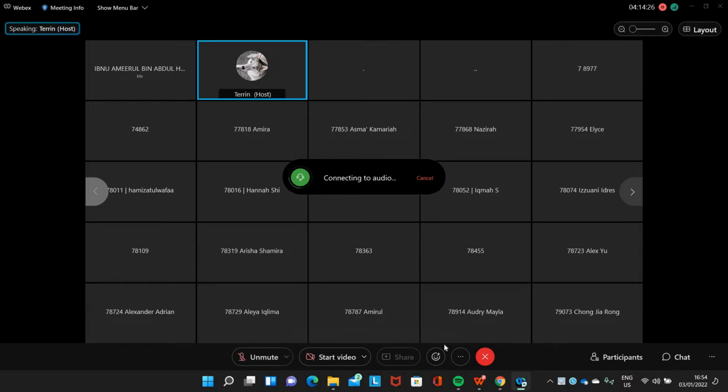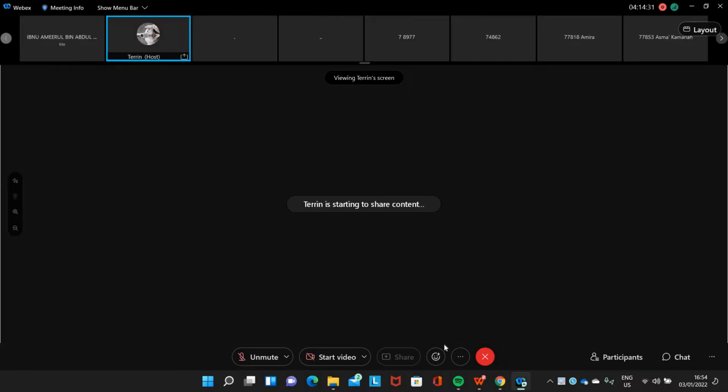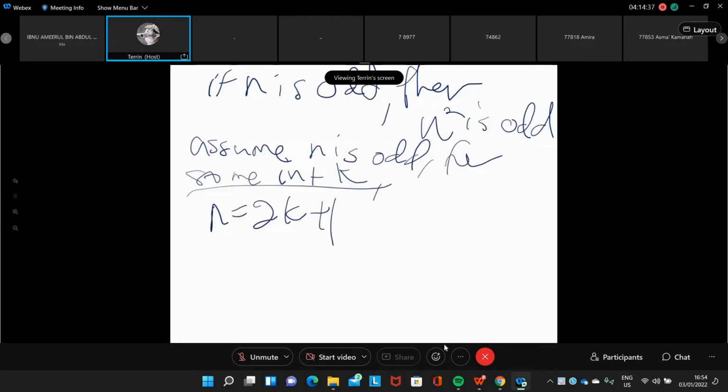For some integer k. Now this is important because you are introducing a new unknown variable into your equation in your proof. You have to state what it is, define it. So we just say it's some random number, in this case, a random integer.